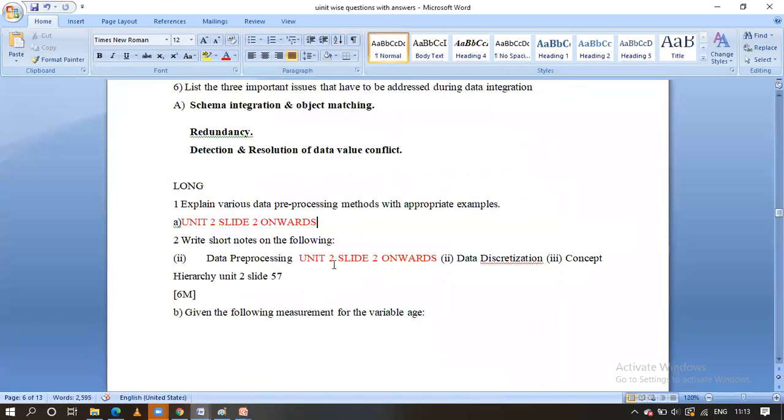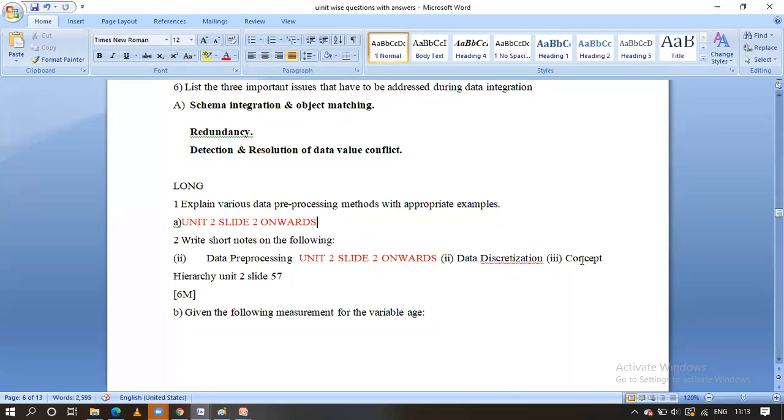Okay, again they have asked pre-processing, guys. Second time, pre-processing repeated. And data discretization, yesterday we have seen this one, guys. Let us go and discuss this one again. Concept hierarchy also we discussed earlier. Only 2 marks. Pre-processing 2 marks, data discretization 2 marks, concept hierarchy 2 marks.